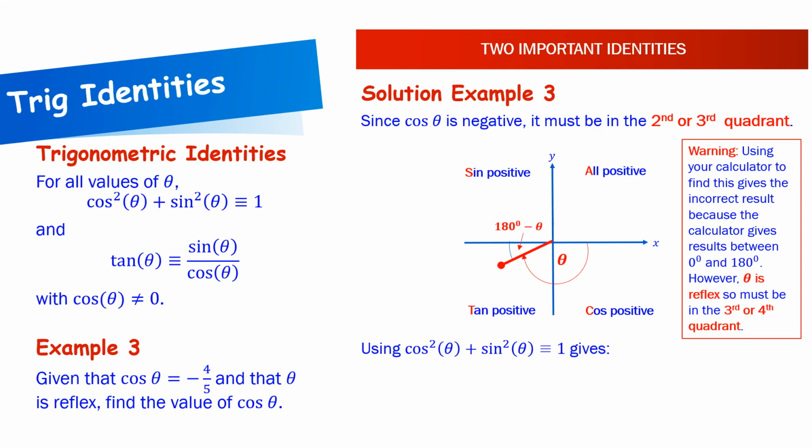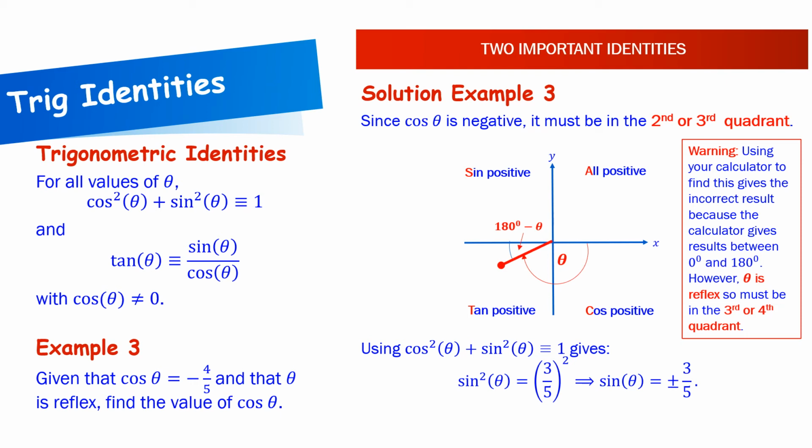Using cos squared plus sine squared is identical to 1 gives us that sine squared equals 1 minus cos squared. And of course we can substitute cos theta equals minus 4 over 5 in this equation, to give us that sine squared theta equals 3 over 5 all squared, which implies that sine theta equals plus or minus 3 over 5.